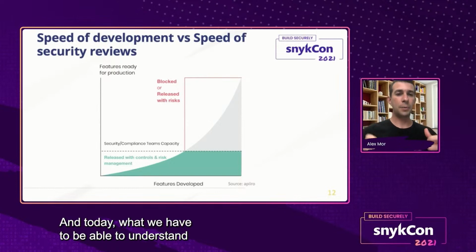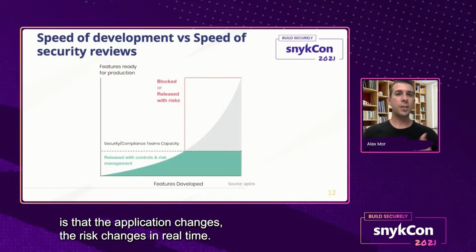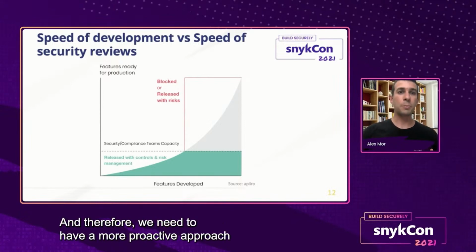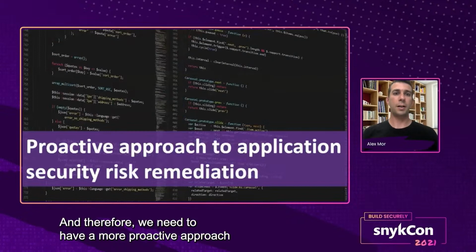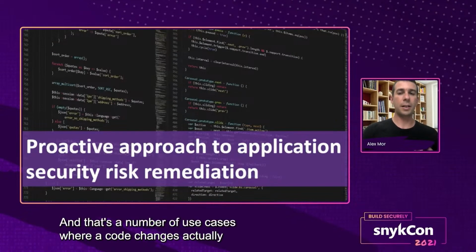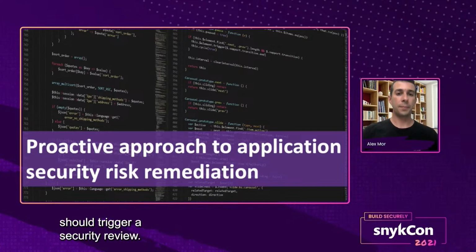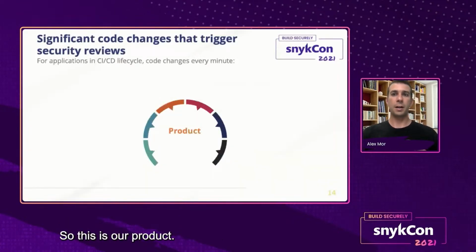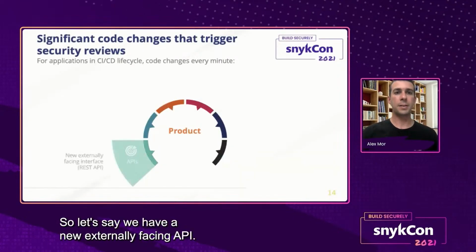And today, what we have to be able to understand is that the application changes, the risk changes in real time, and therefore we need to have a more proactive approach to the risk remediation, right? And let's share a number of use cases where code changes actually should trigger a security review, right? So this is our product, right? So let's say we have a new externally facing API.